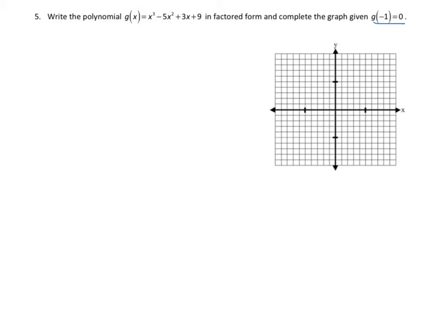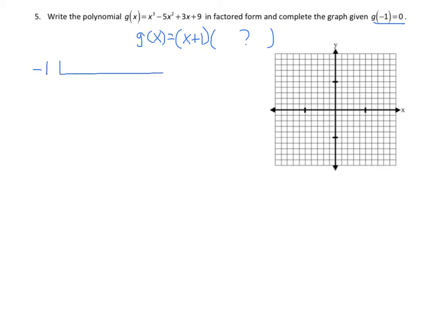Since -1 is a 0, g of -1 equals 0, in factored form, g of x is going to be x plus 1 times some expression. And from there I'll be able to factor it. So to figure out what that expression is, I use long division. I'm going to use synthetic division again because I think it's easier. So remember to put the 0 in front. So if x plus 1 is a factor, I put a -1 in front.